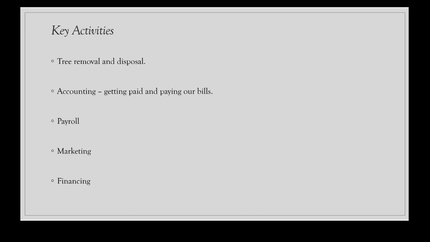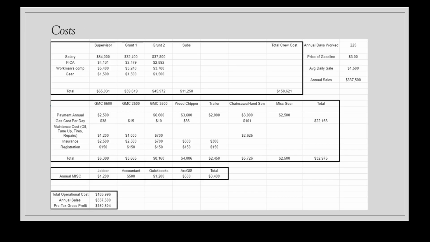Key activities: tree removal and disposal, pruning as well, accounting, so getting paid, paying our bills, payroll. I've got to make sure my guys are getting paid. Marketing, we've got to keep feeding the business, so we're constantly going to have to be finding new customers. And then obviously financing, so that we can bring on new equipment that's going to help us to be more efficient and bid jobs that we can't do in the early years.